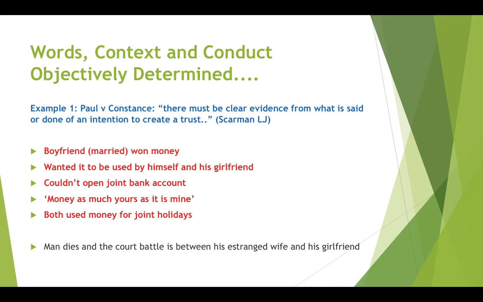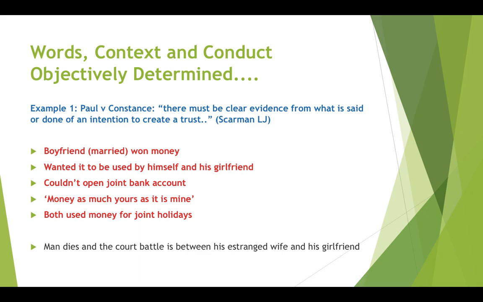There must be clear evidence from what is said or done of an intention to create a trust. So they're not going to imply a trust lightly. So here we had a situation where a boyfriend who was married won some money, and he had a girlfriend at the time. He wanted that money to be used, according to the evidence, by both himself and his girlfriend. So they went to the bank and tried to open a joint account. This being the 1970s, however, it wasn't possible. Bank managers told them, sorry, we can't open a joint bank account for you because you aren't married. So he put the money into a new account, his account, that he created in his name.